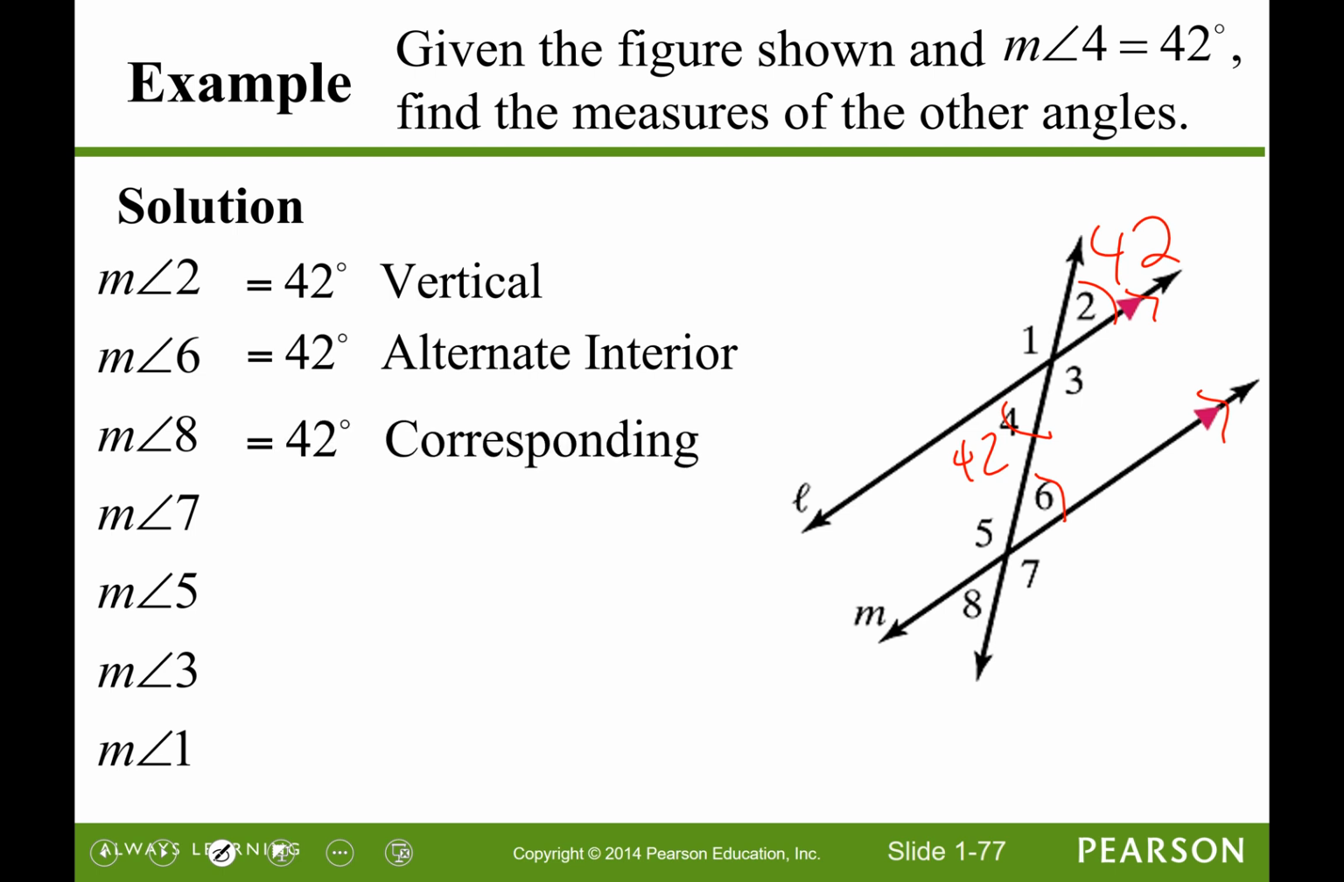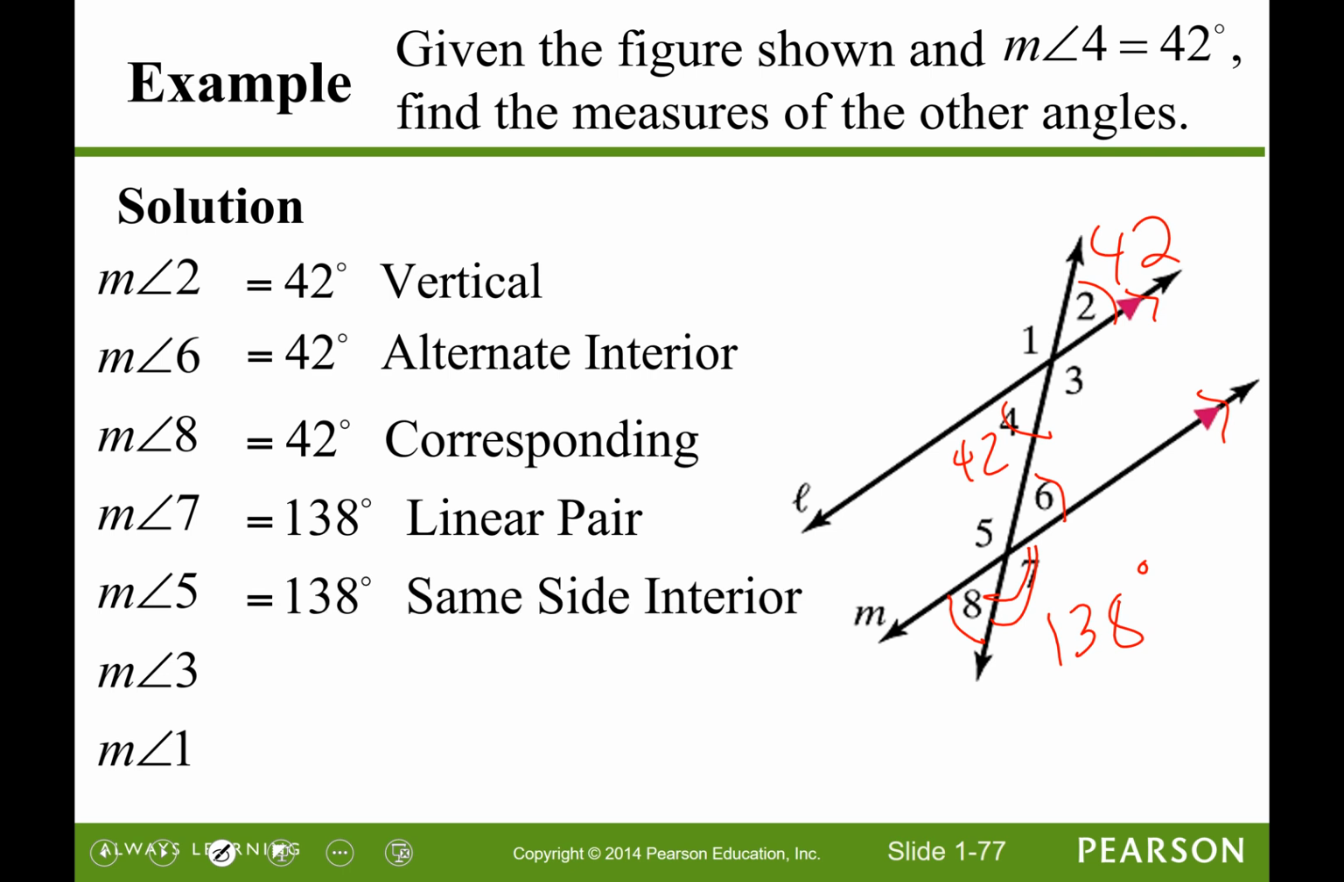Measure of angle 8. If you put 42, nice job. You could have gone with corresponding angles converse, because it's corresponding with angle 4. Or you could have gone vertical angles with angle 6. Measure of angle 7. If you put 138 degrees, you got it right. Justification: well, it's a linear pair with angle 6 or linear pair with angle 8.